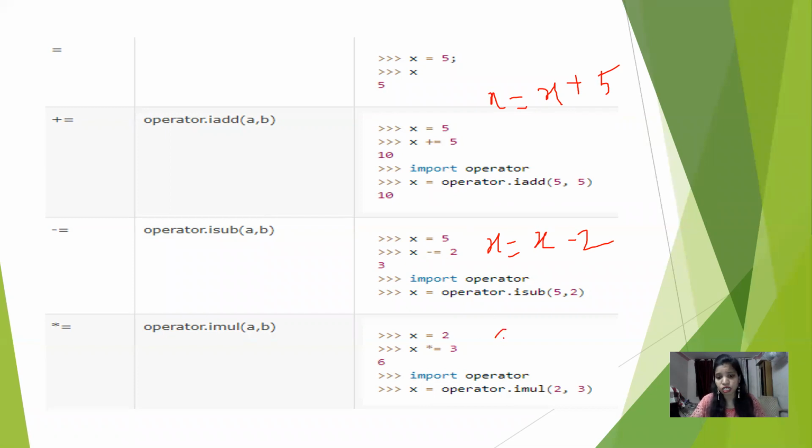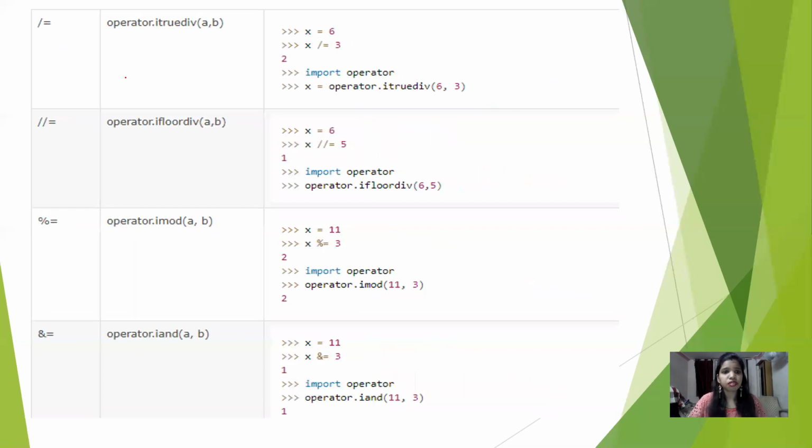x *= 3 means x = x * 3. If x is 2, the answer will be 2 * 3, 6. Now x /= 3 means x = x divided by 3. If x is 6, then 6 divided by 3 is 2.